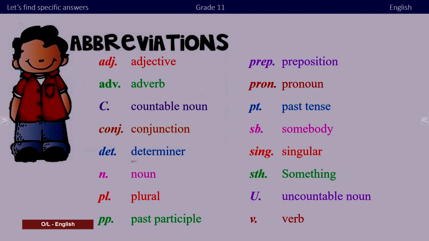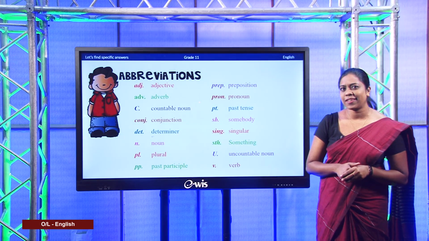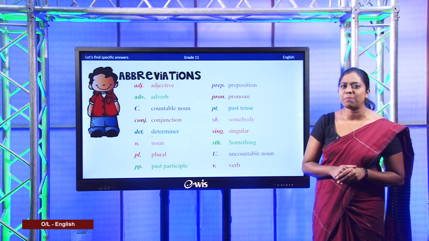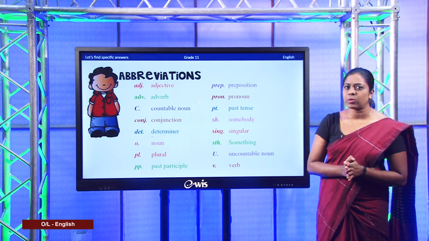And this one, somebody, is one abbreviation which confuses many students. SB, what is that? SB stands for nothing but somebody. Singular, easy to remember word, right? The abbreviation for singular is sing. And STH, this is another confusing abbreviation which stands for something. So remember hereafter, when you come across SB, that is somebody, and STH is something. And for uncountable noun, you would definitely see a capital U, and then for verb, you see a simple V. Right, let's go back to the questions now.